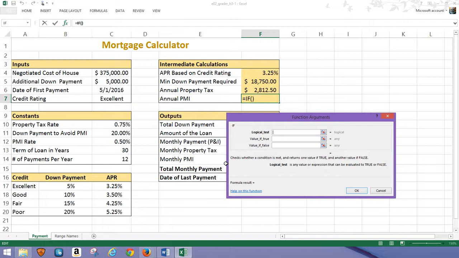So we have to calculate it. So this is one of our more complex formulas. So what is our case here? We want to see if the down payment, so the down payment they're making is the minimum down payment plus the additional down payment.